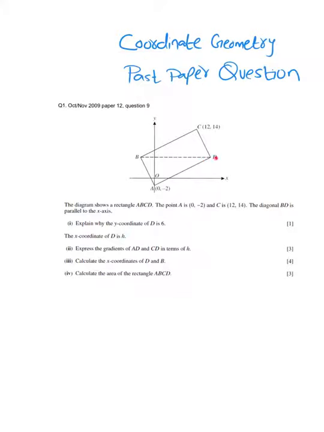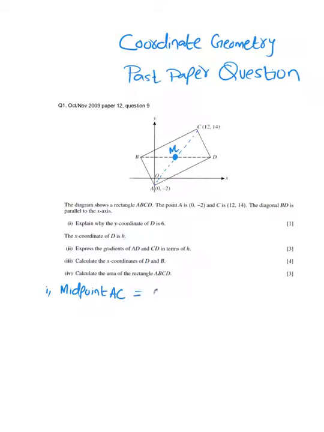Rectangles, squares, parallelograms all have one property in common. One of the properties that is common is that their diagonals share a common midpoint. So the diagonal AC and the diagonal BD share a common midpoint M. So if I calculate the midpoint of AC, it's the same as the midpoint of BD.